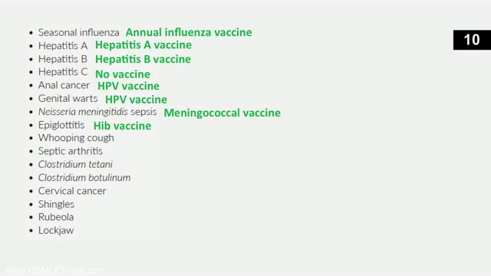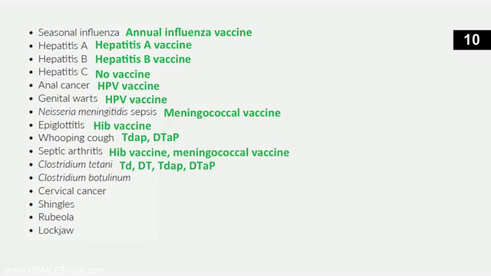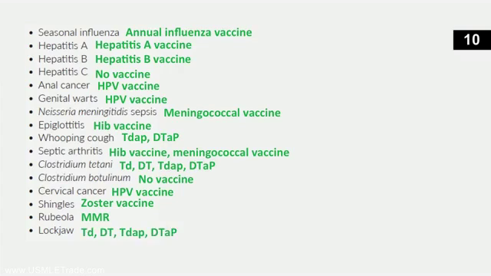Whooping cough is the Tdap and DTaP vaccines, the pertussis-containing vaccines. Septic arthritis could be prevented by both H-flu and meningococcal vaccines. Clostridium tetani would be TD, DT, Tdap, or DTaP, any one of those tetanus-containing vaccines. Clostridium botulinum, there's no vaccine for that one. Cervical cancer can be prevented by the HPV vaccine. Shingles is prevented by the zoster vaccine. Rubeola is another name for measles, so the MMR vaccine will prevent that. And then lockjaw is another name for tetanus, so you can prevent that with TD, DT, Tdap, or DTaP.